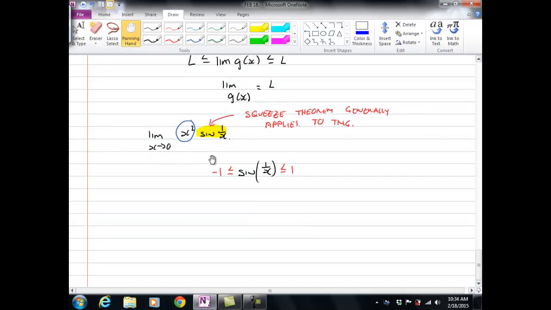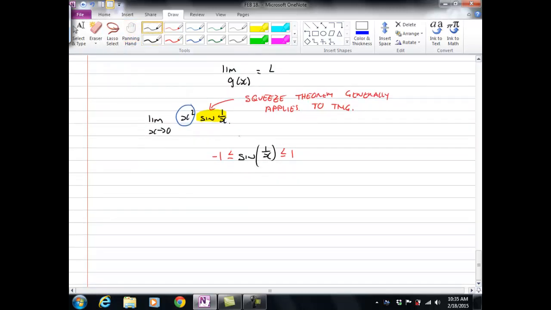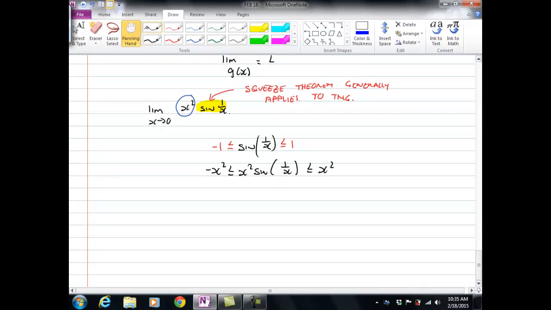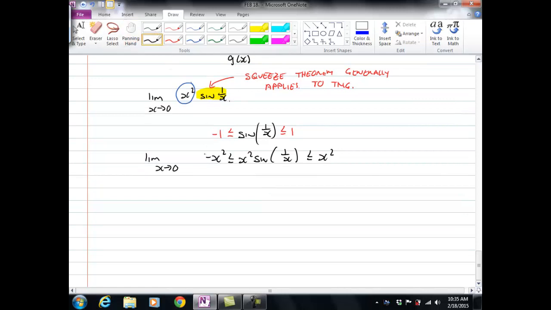So here's what I'm going to do. I'm going to multiply both sides by an x squared. So this now becomes negative x squared is less than x squared sine 1 over x, which is less than x squared. Agree? I'm multiplying by x squared to match it up. So now this question really becomes the limit as x approaches 0. If I sub 0 into x, forget the middle part, I just want to see the left and right boundaries. Would you agree I get 0 on both sides? Therefore, you can go ahead and find the limit now.